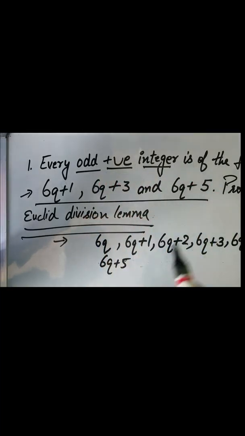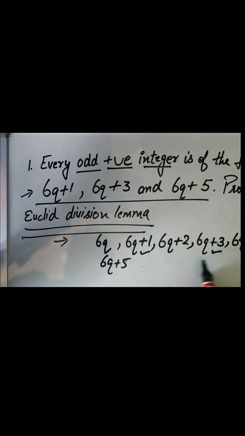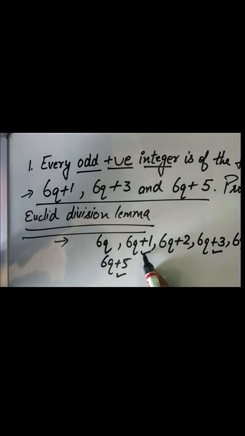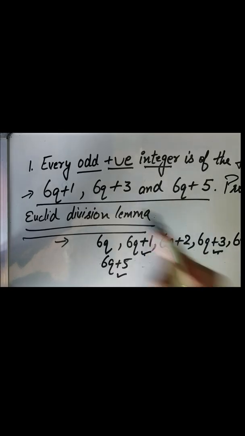Odd positive integer. So 1 is here, expressed by this, and 3 is here, means expressed by this. 5 is the odd number, expressed by this. 6 is not, then 7 will leave remainder 1. Okay, 9 will leave remainder 3. So this question is correct.